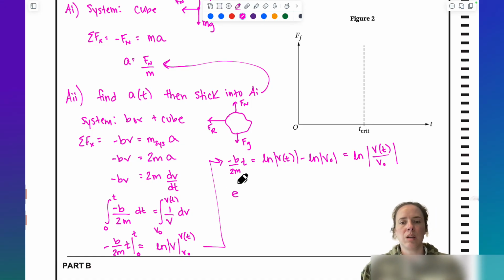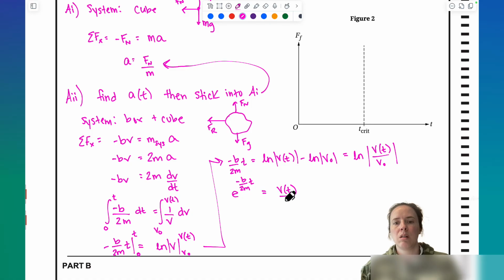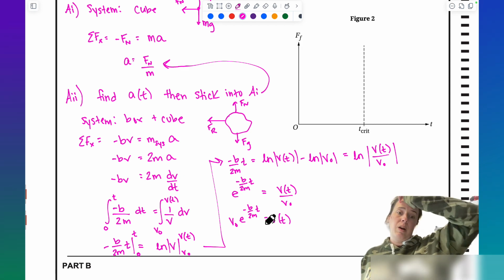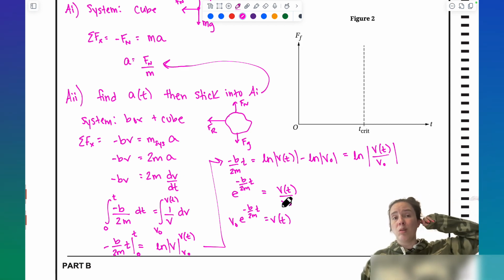So we're going to get e to the negative b over 2m times t is going to be equal to v of t over v naught. We're going to multiply v naught to the other side. Equals v of t. And there's my expression for velocity as a function of time. Cool. It's a decaying exponential, which makes sense.